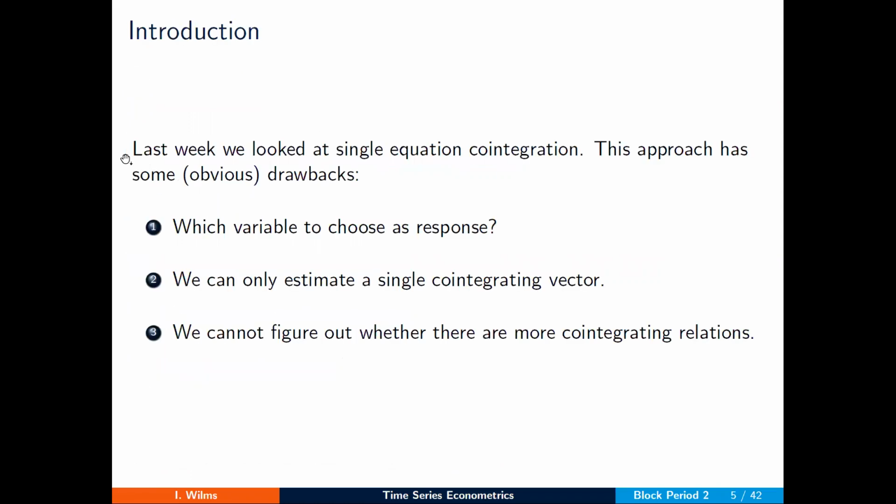All right, so last week we looked at single equation co-integration. While that was a good start on co-integration analysis, the single equation approach also had several drawbacks. First of all, we had to choose one variable among our non-stationary time series as the response, and all others were then treated as the predictors in our single equation framework. But of course, an obvious question is, which variable should we choose as the response?